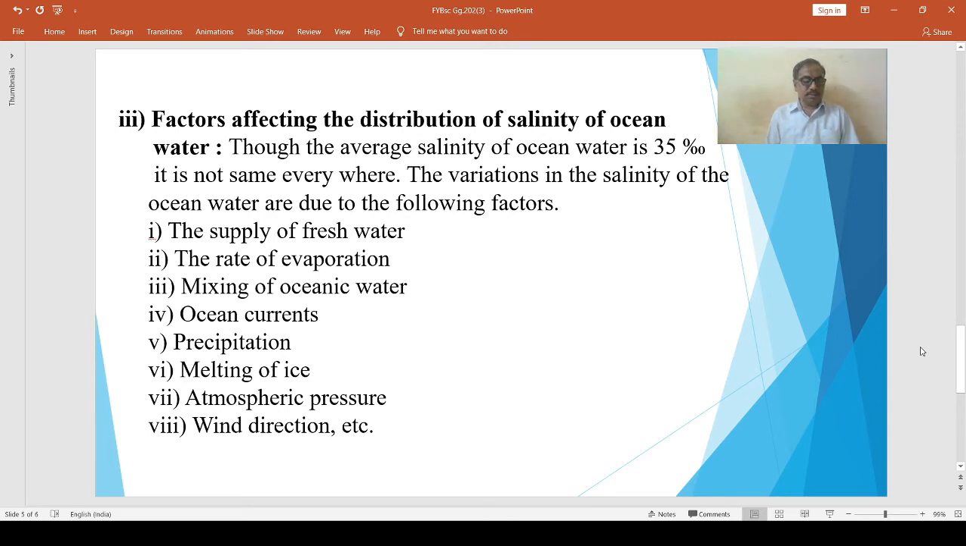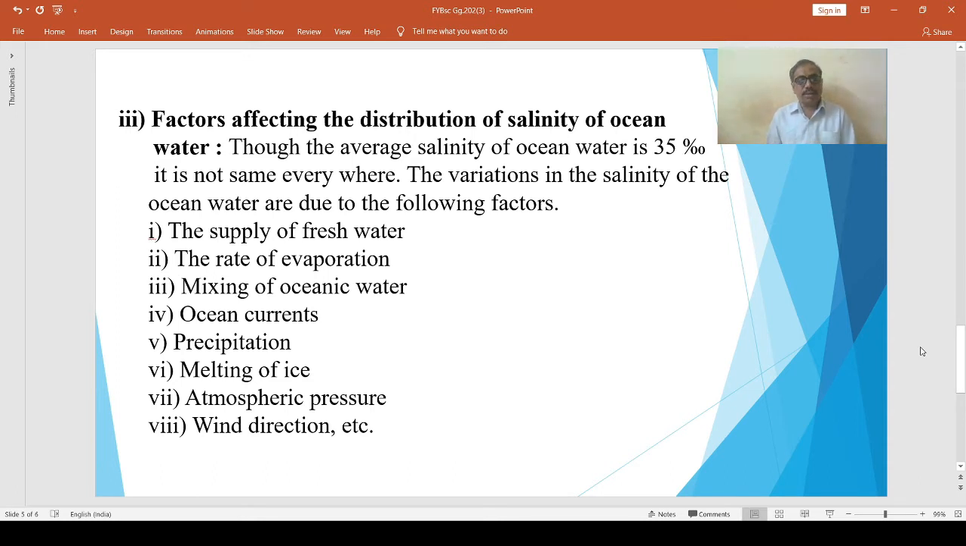Among all these factors, the first one is the supply of fresh water. The salinity of ocean water is more if the supply of fresh water is less, and the salinity is less if the supply of fresh water is more. Here, the supply of fresh water is important for the salinity of ocean water.